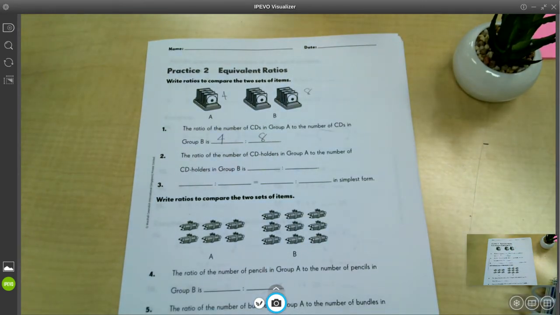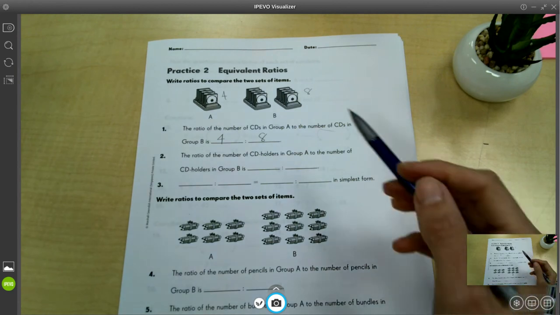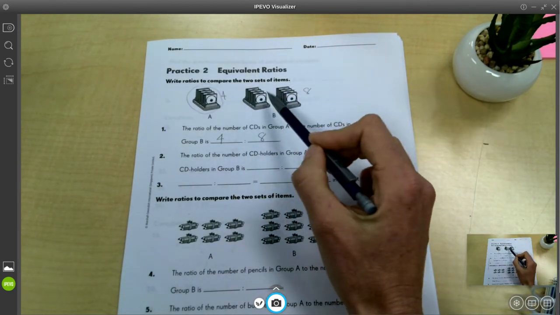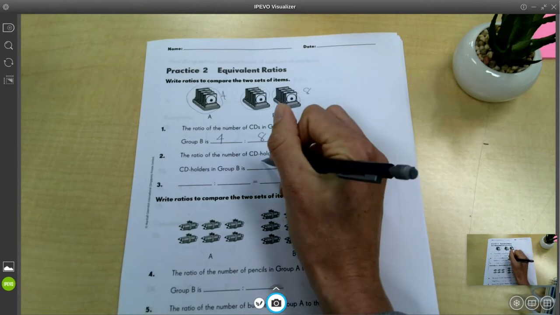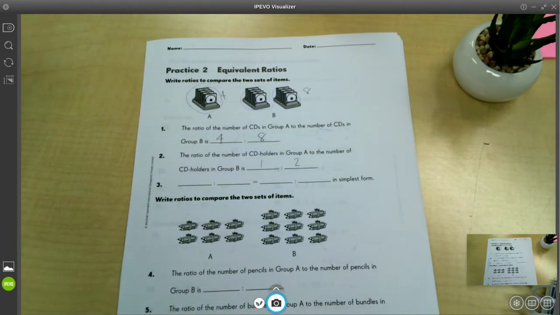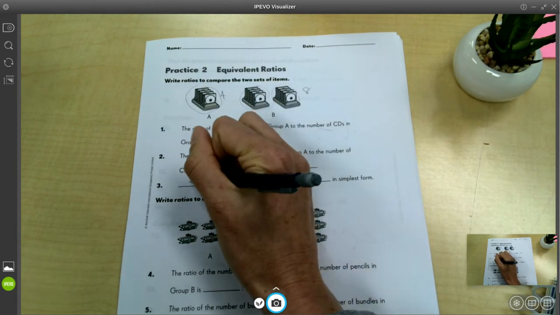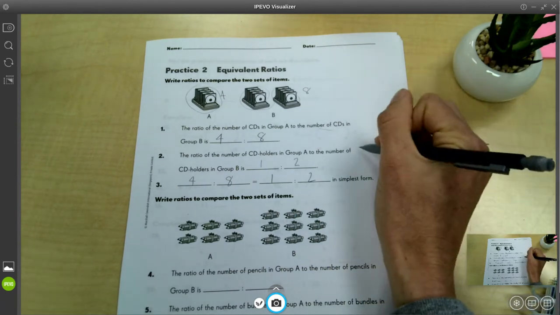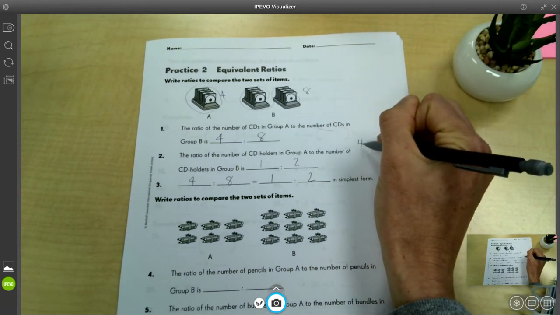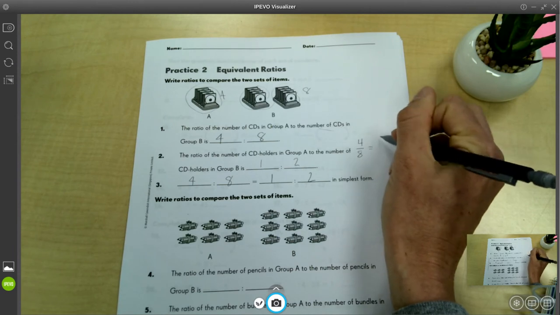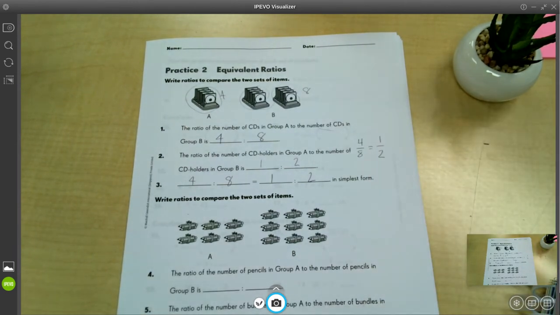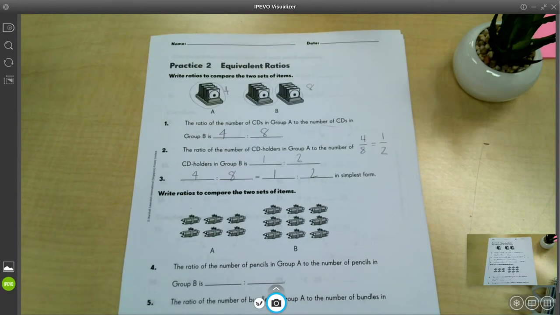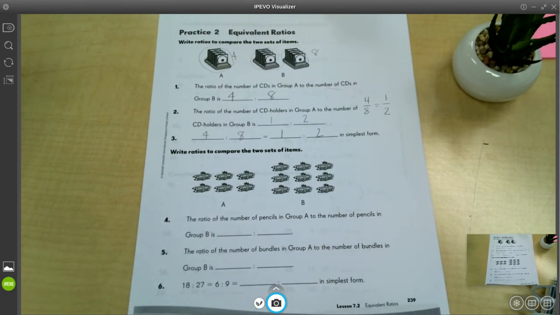All right. I'm thinking about the ratio of the number of CD holders in group A to the number of CD holders in group B. There is one CD holder here. There are 1, 2 here. So we have 1 to 2. So we are thinking that 4 to 8 is equal to 1 to 2 in simplest form. And remember how we can also write as fractions, 4/8 in simplest form is equal to 1/2. Beautiful.